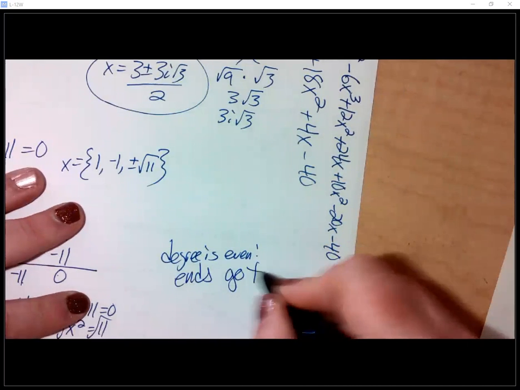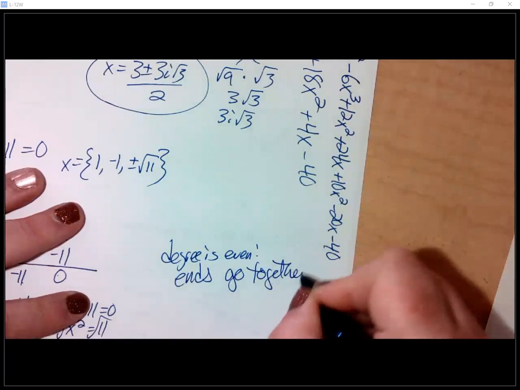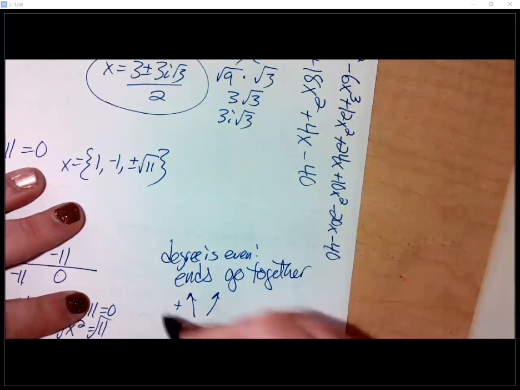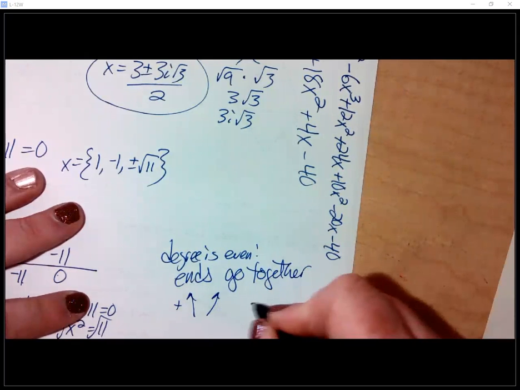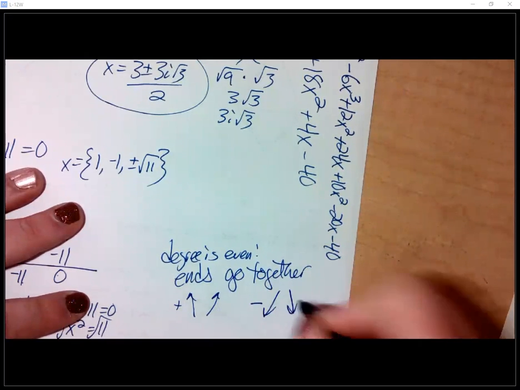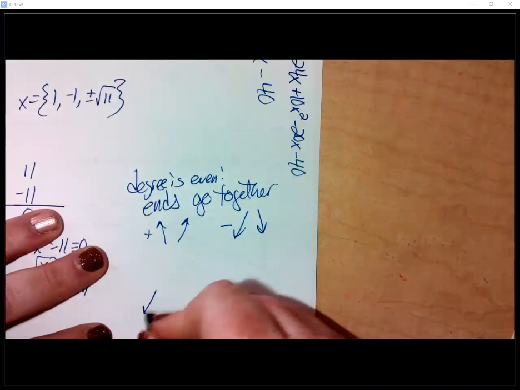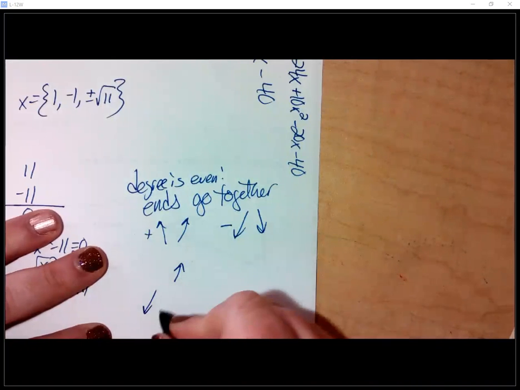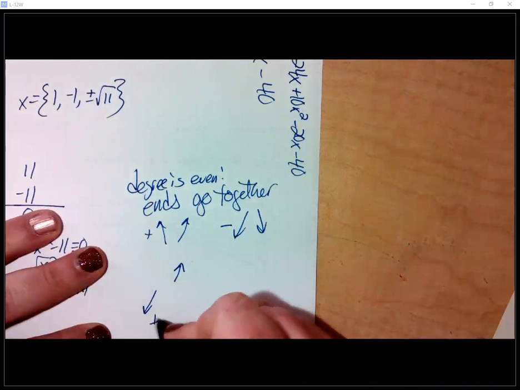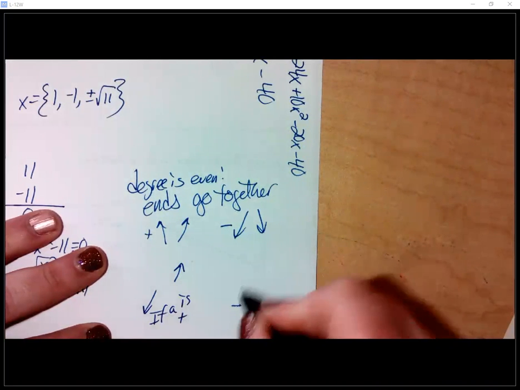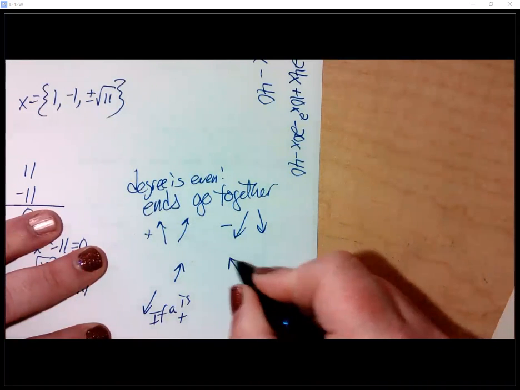And then it just depends. If the leading coefficient is positive, they're going to go up together. If the leading coefficient is negative, they go down together. So now if my degree is odd, they're going to go opposite ways. They're going to do that if A is positive. And if A is negative, they're going to do the opposite. So they go that way and that way.